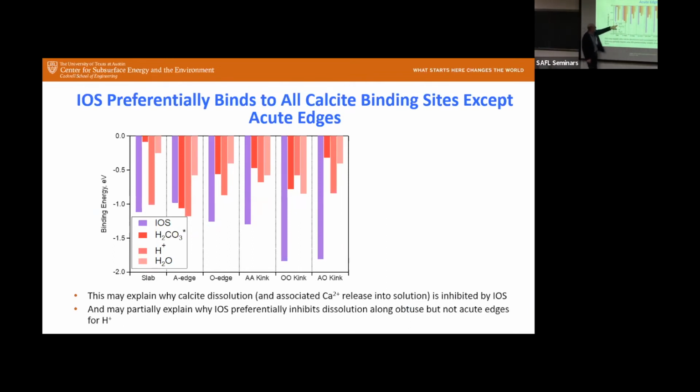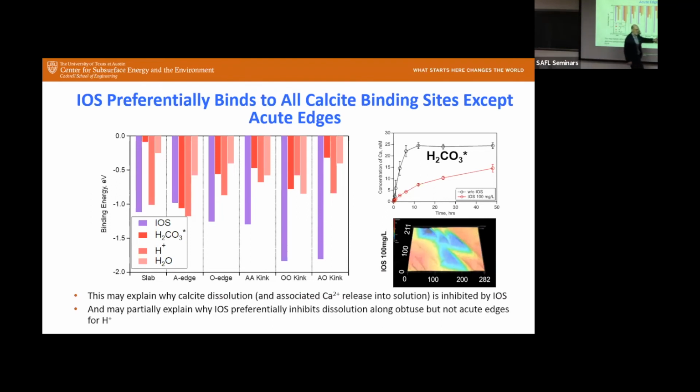And you find that the IOS absorbs more strongly at all locations except for the acute edge when we look at the carbonic acid and we look at the proton. The water still doesn't absorb as favorably as the IOS. And so when we look at these results, and we think about why for the proton system, remember, we originally had a rhombus, and then it went to a triangle when we had the IOS present. And so we still had etching along the acute edge, but not the obtuse edge.